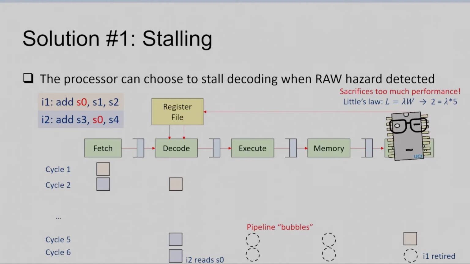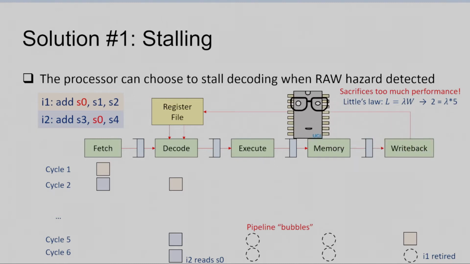In the worst case, of course, like I said, if the program is organized in a friendly way, it is possible that we will always have 5 instructions filling the pipeline doing useful work at any given time. But in the worst case, we're going to get a throughput of 2 over 5, which is less than half, compared to the ideal performance that we want, which is 1.